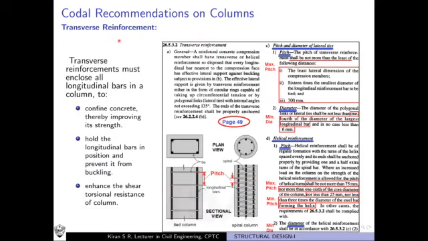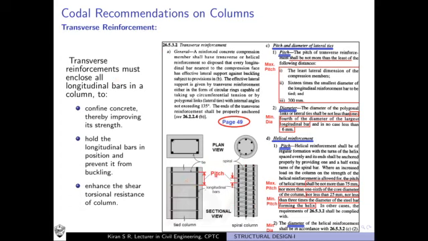Now coming to the transverse reinforcements. Transverse reinforcement is what we have seen as lateral ties or spirals. The actual terminology to refer to the lateral ties or spirals used in columns is known as transverse reinforcement. So we must call them transverse reinforcements.